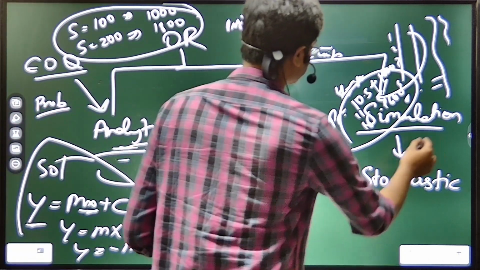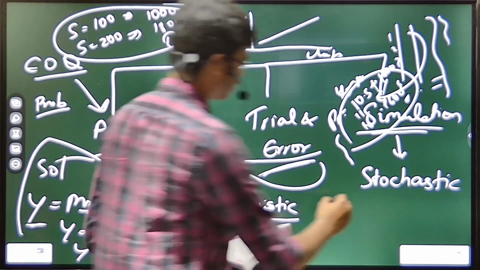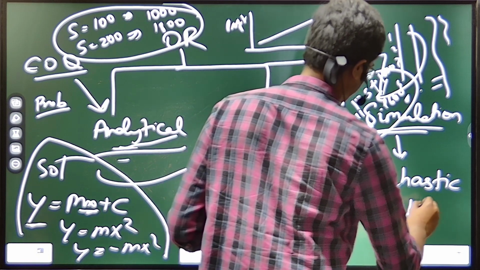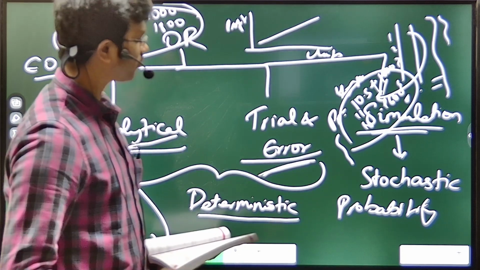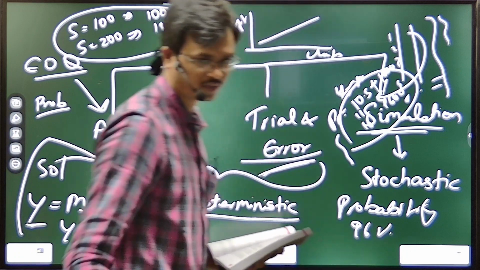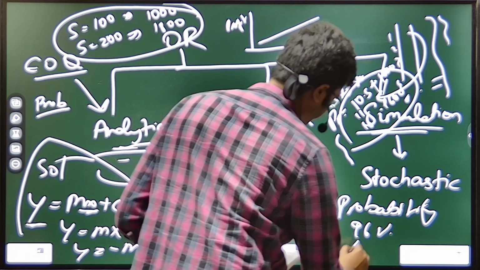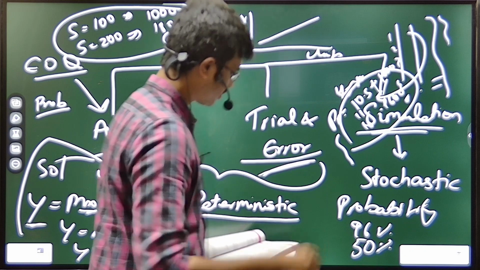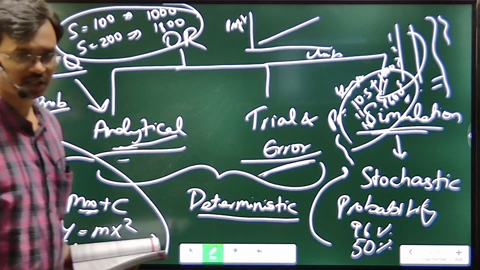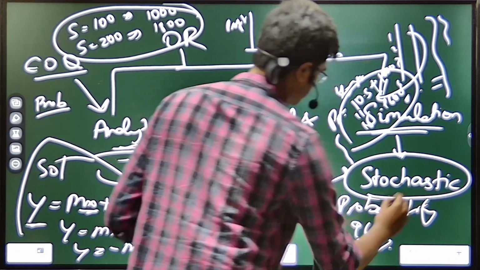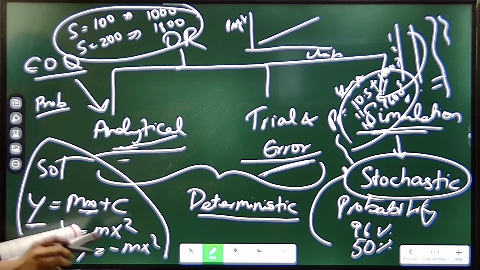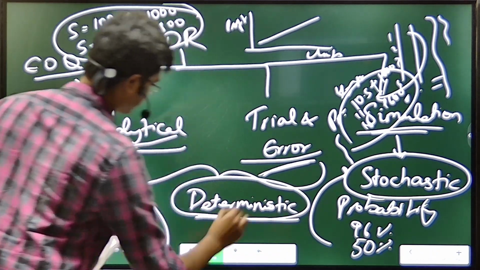Okay, but this involves probability. It is not a 100% accurate model. It will give you a model and say it is probably 96% accurate, or 50% accurate, that the output will follow this model. When you are dealing with probabilities, that is called the stochastic method. And when there is a certain correlation between two variables, it is called the deterministic method.